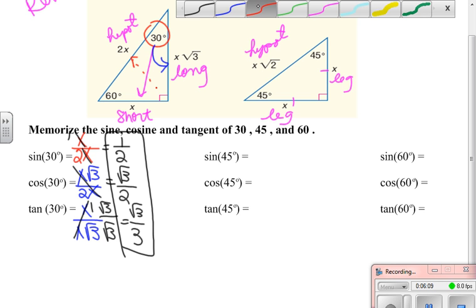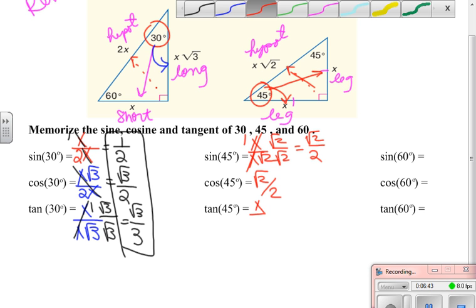Now, I can go through and do the sine, the cosine, and the tangent of 45 in the same way. So the sine would be opposite over that hypotenuse, so x over x square root of 2. The x's cancel. I can't leave the square root of 2 in the denominator, and I end up with the square root of 2 over 2. Now obviously the cosine is going to be exactly the same, square root of 2 over 2, and the tangent, opposite over adjacent, is 1.